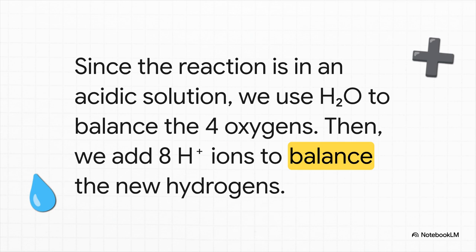We are so close. The manganese and the iron are balanced, but what about those oxygens? See the 4 oxygens on the left? Well, because this reaction is happening in an acidic solution, we have a trick up our sleeve. We can use water molecules, H2O, to balance them out. So we add 4 water molecules to the right. But wait, now we have 8 hydrogens on the right. No problem, we just balance that by adding 8 hydrogen ions, H+, to the left side.